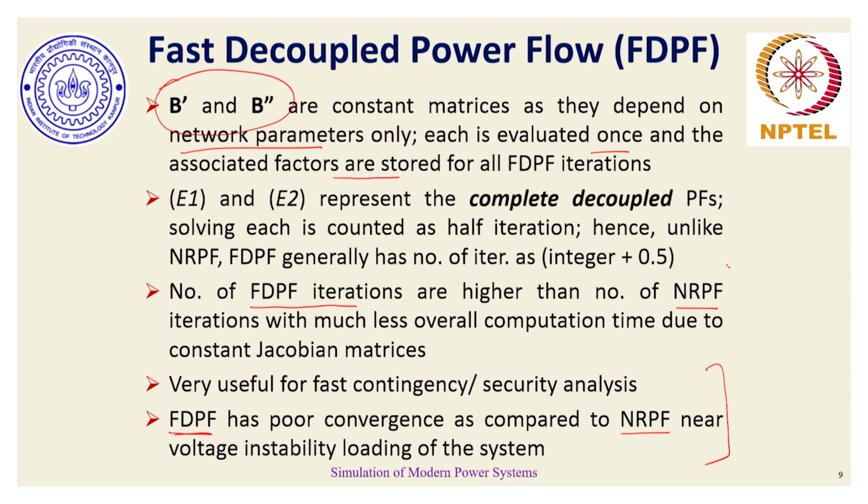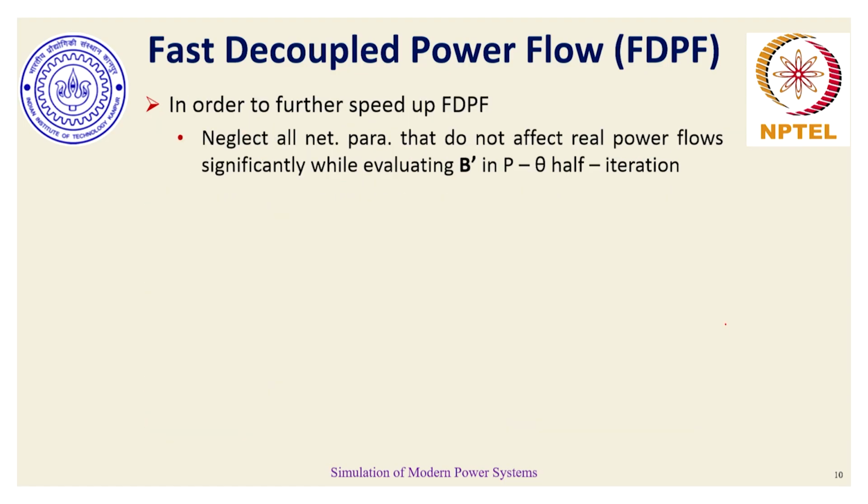So to make FDPF even more efficient, which is where the fifth part of Alsac and Stott's contribution came in: since we are worried about the P theta half iteration, where we are focused on obtaining voltage phase angle for known real power injections, why should we consider all elements in Y bus, specifically while we are evaluating B dash, which have not much to do with the phase angle dependency or change?